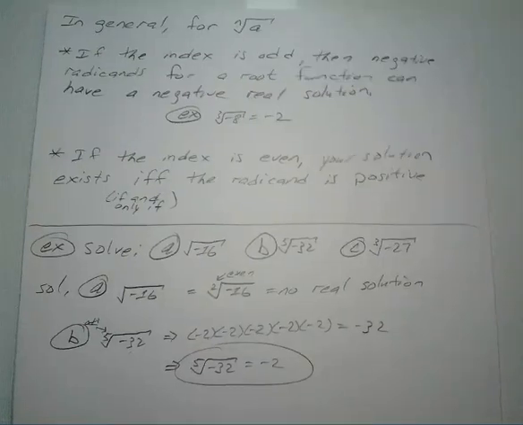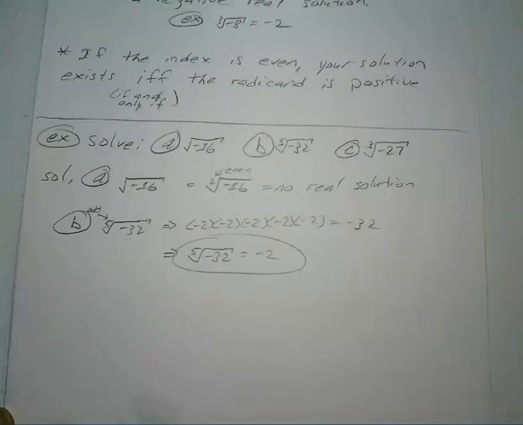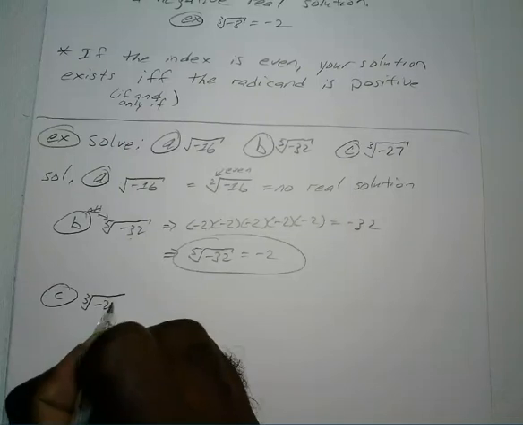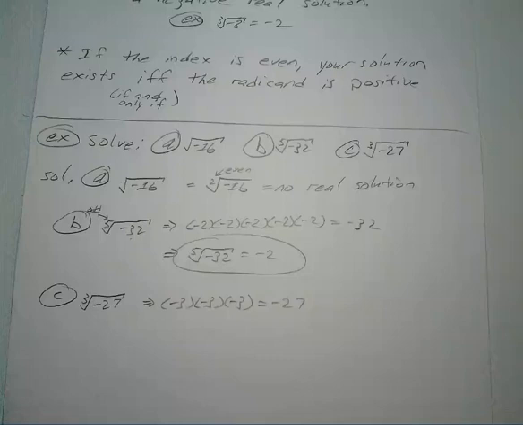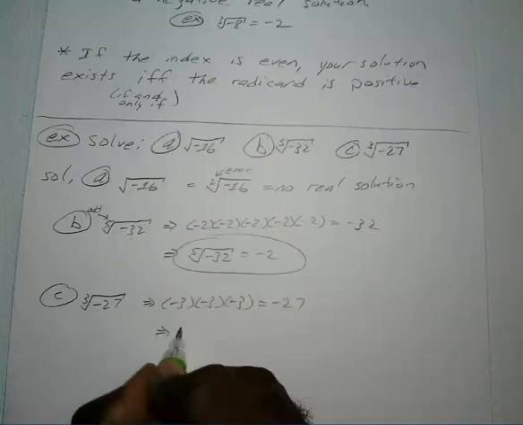Alright, problem C, we have the cube root of negative 27. We know that negative 3 times negative 3 times negative 3 equals negative 27. So we know the cube root of negative 27 is equal to negative 3.